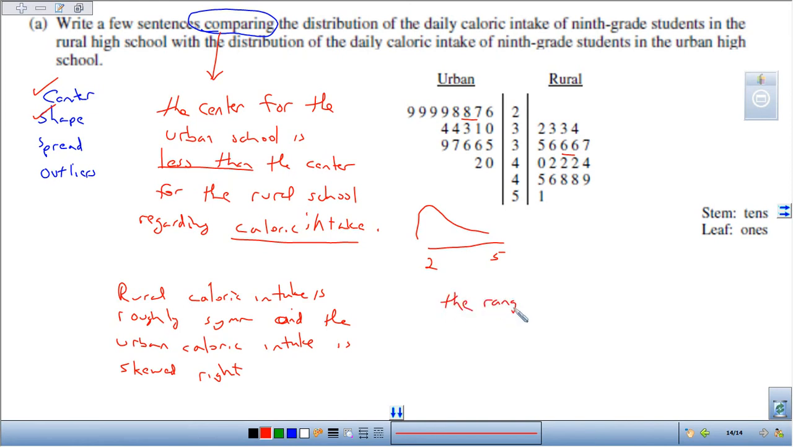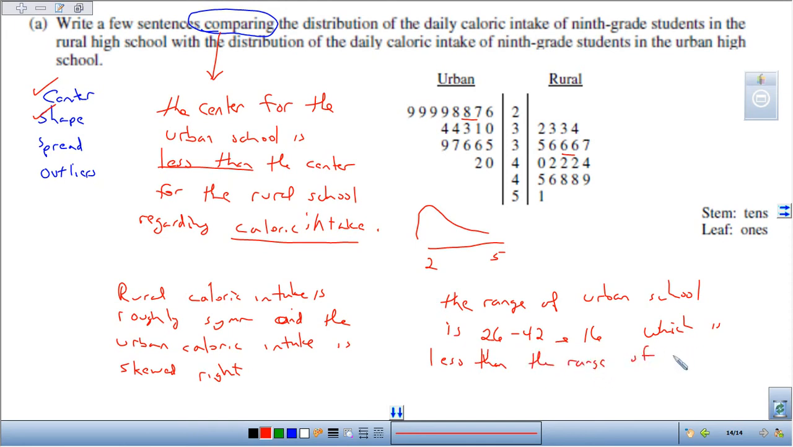The range of the urban school is from 26 to 42, which is 16, which is less than the range of the rural school, which was from 32 to 51, which is 19. Spread. Now let's talk about outliers for a moment.